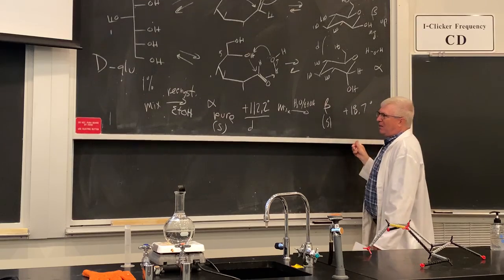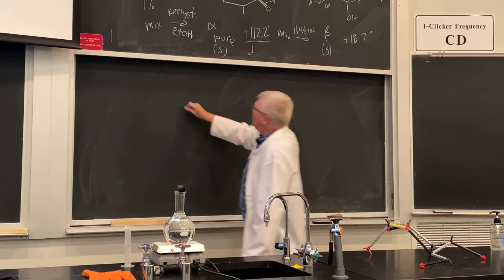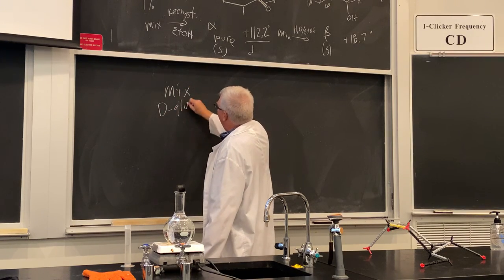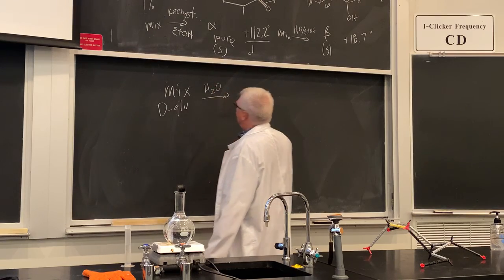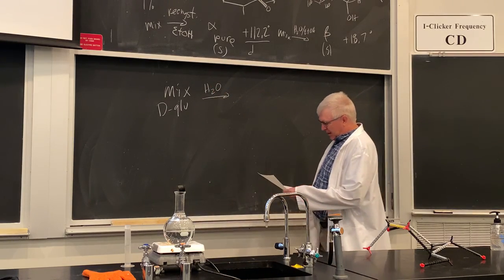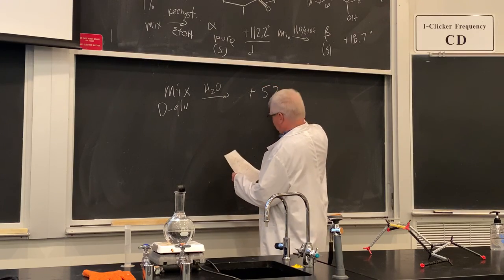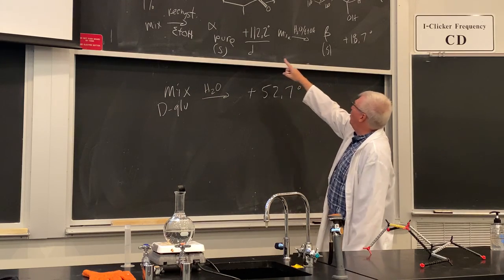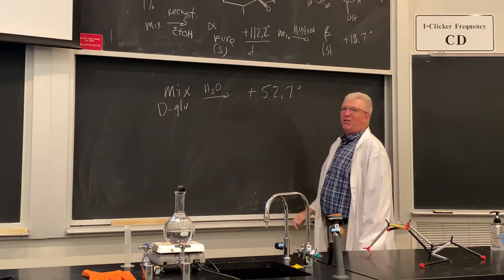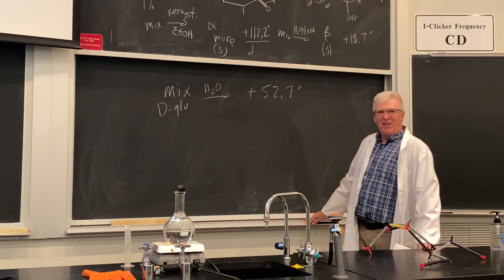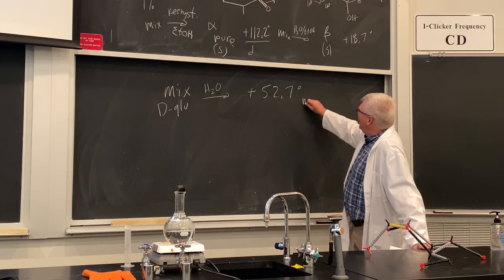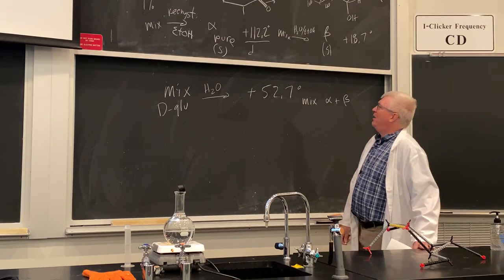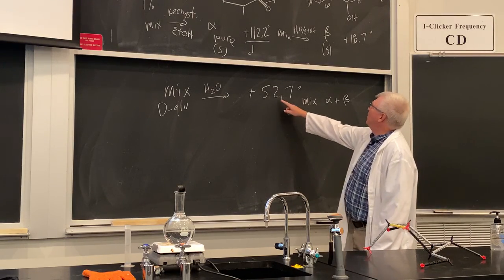Now, if you take the mixture of just D-glucose in water and do the polarimetry of the mixture, you get plus 52.7 degrees in the polarimeter. Well, what's up with that? The alpha is 112, the beta is 18.7. So what's this plus 52.7? Is that a new molecule? No, that's again the mixture of alpha and beta. Which one's dominant? I think we can tell which one it's closer to.